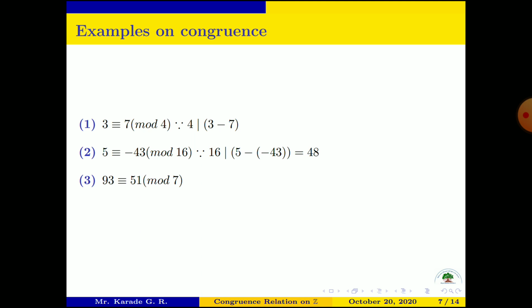Now the next congruence relation is 93 is congruent to 51 modulo 7, where the short notation is mod. 93 is congruent to 51 mod 7 because 7 divides 93 minus 51. 93 minus 51 is 42, and 7 divides 42. So as 7 divides the difference 93 minus 51, therefore we can write 93 is congruent to 51 modulo 7.